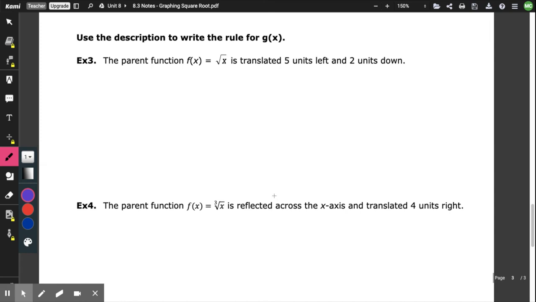We're going to be using a description in order to write a rule for a new function here. So they're telling me to start with the square root parent function on this one, translate it 5 units right and 2 units down, and we're going to call the new function g of x.